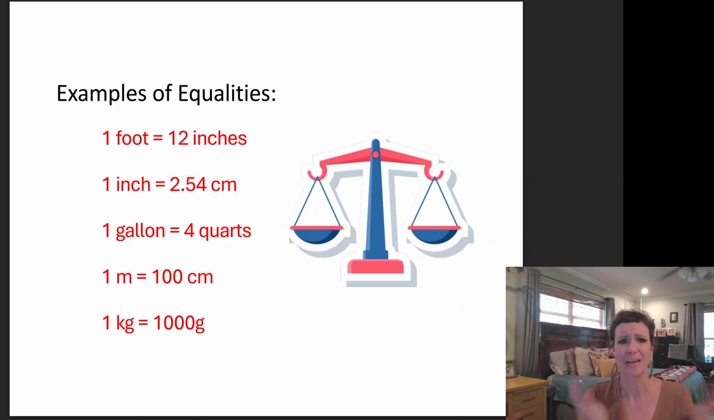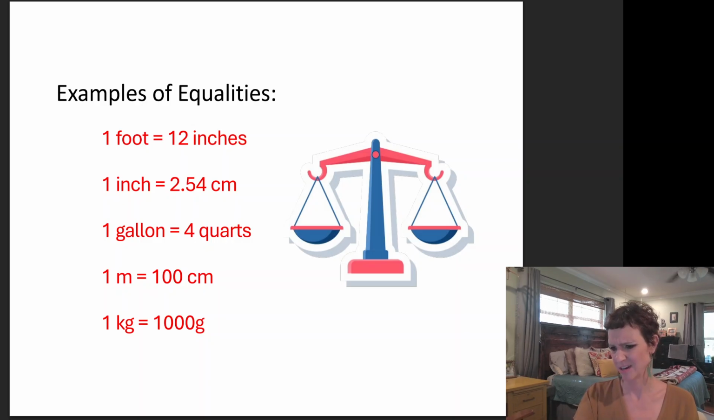So here are some examples of equalities. You don't have to write all these down, but these are some common ones that you may know, okay? To go between feet and inches, well, we know in 1 foot there are 12 inches. Those two things are equal, yes? Okay, we know 1 inch is equal to 2.54 centimeters. A gallon is equal to 4 quarts, 1 meter is equal to 100 centimeters, and a kilogram is equal to 1,000 grams. Okay, these two values are equal.